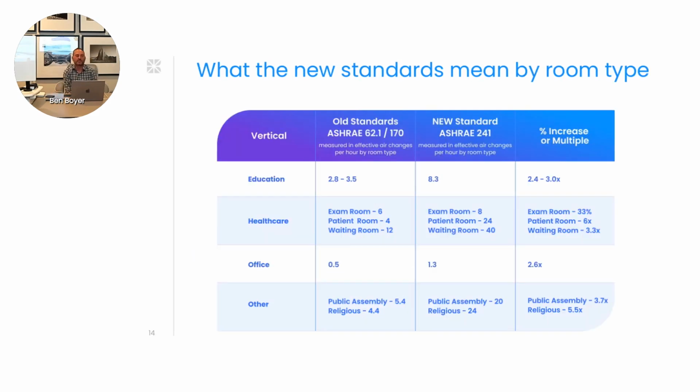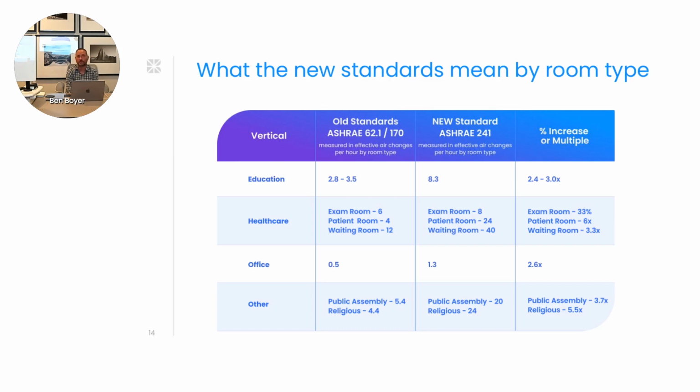The standard that ASHRAE came up with was quite interesting. So rather than look at a space as a whole, as I mentioned, like the CDC did, ASHRAE looked at it by building type, industry, how spaces were being utilized. And what they came up with were numbers that are significantly higher than where 62.1 or 170 is the healthcare standard, 62.1 is for the rest of commercial real estate, where those levels of ventilation had previously been.